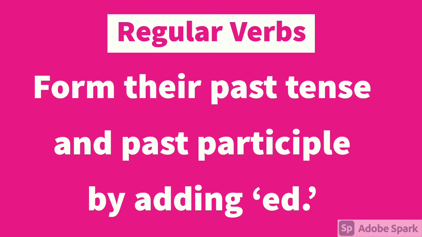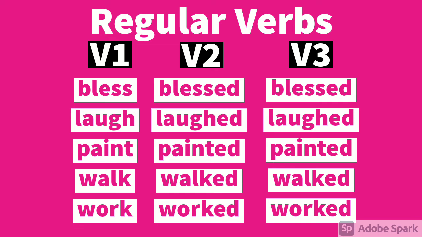Base form V1 with just ed added gives us the past form and past participle form in regular verbs. Now let's see some examples. Bless, blessed, blessed. Laugh, laughed, laughed. Paint, painted, painted. Walk, walked, walked. Work, worked, worked. In all these verbs, adding ed to the base form V1 gives V2 and V3. So these are called regular verbs.